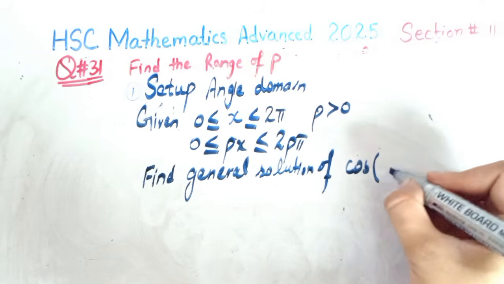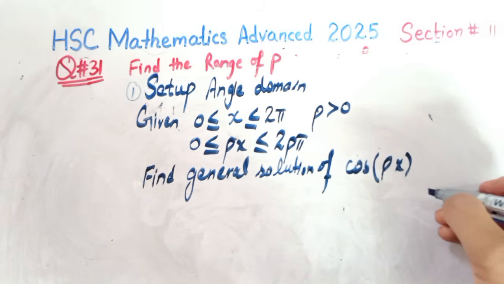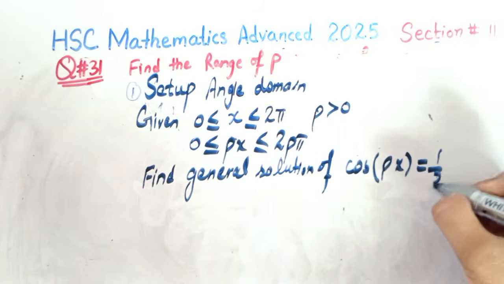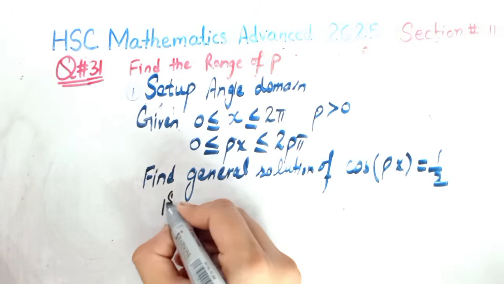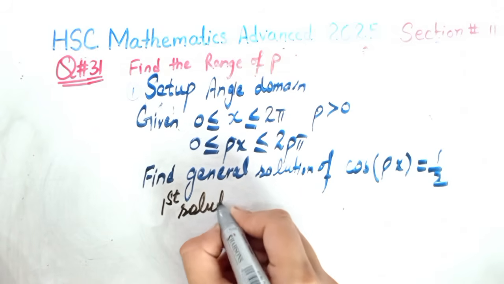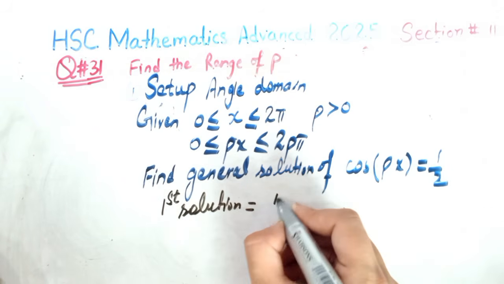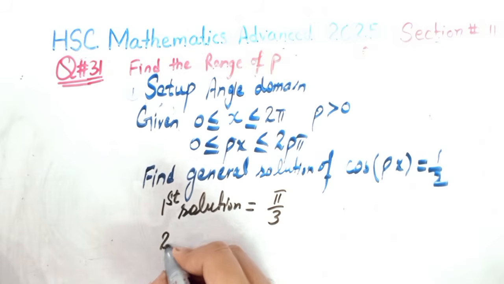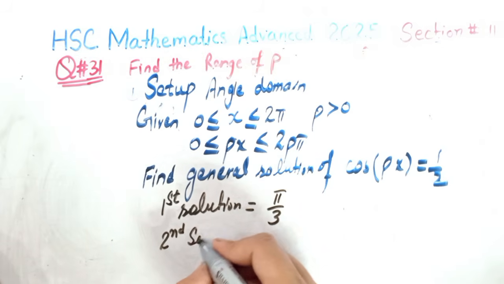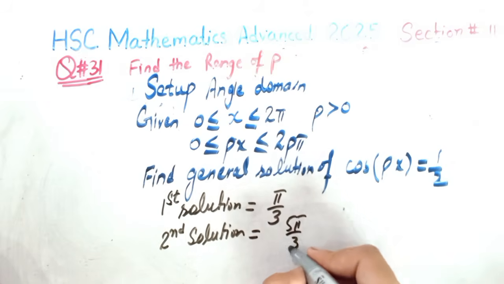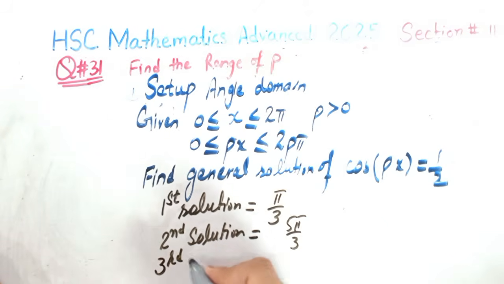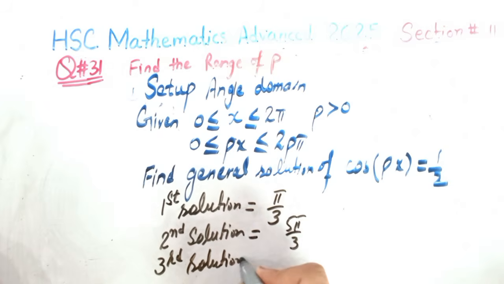cos(p x) equals 1 by 2. So first of all, we get the first solution equal to pi by 3. The second is when we add 2 pi in this, we get 5 pi by 3. And the third is 7 pi by 3. These are the first, second and third solutions.